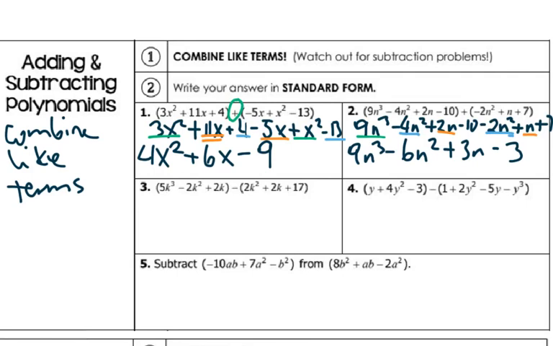Done. When we subtract, we have to be extra careful, because the second parenthesis has a coefficient of negative 1 in front of it, which means we have to distribute negative 1 through the second polynomial. So we have 5k cubed minus 2k squared plus 2k, and then here we have a negative 1 that must be distributed through the second parenthesis. So we get negative 2k squared minus 2k minus 17. Combine like terms.